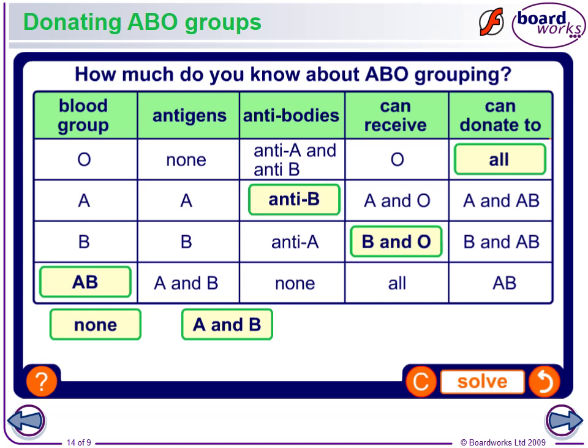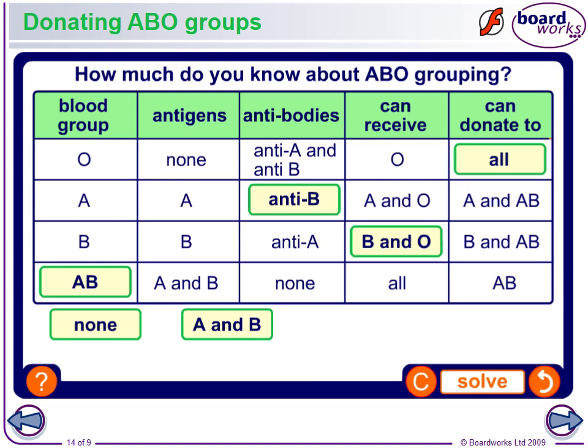All right, so let's try this. Blood group O, no antigens, antibodies anti-A and anti-B. It can receive O. Who can it donate to? It can donate to everyone. Blood group A has antigen A, so it has antibodies against B. It can take A and O, and it can donate to A and AB.